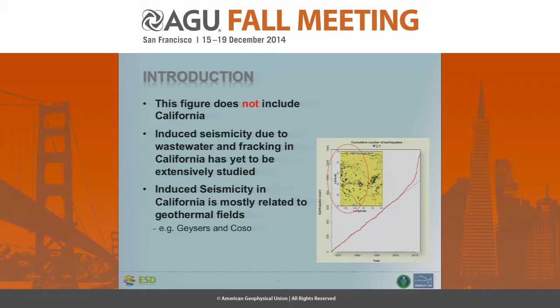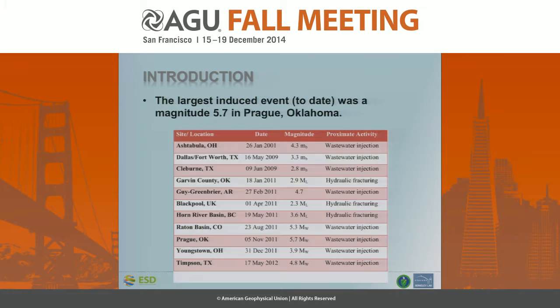Like you have seen several talks about The Geysers. I think this time there were no talks about Coso, but at other conferences there are lots of talks about the Coso geothermal field. And there are more geothermal fields, which I didn't mention here. And just as a reminder, induced events can go relatively high up. To date, the largest one was in Prague, Oklahoma, 5.7.